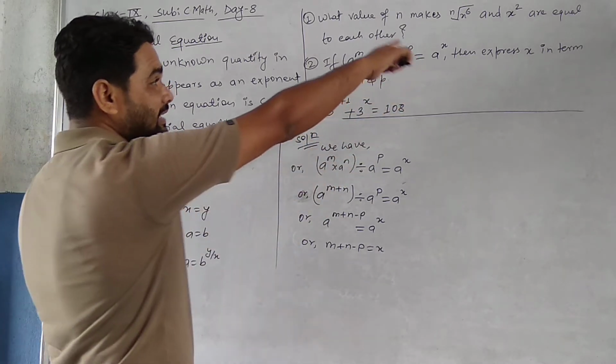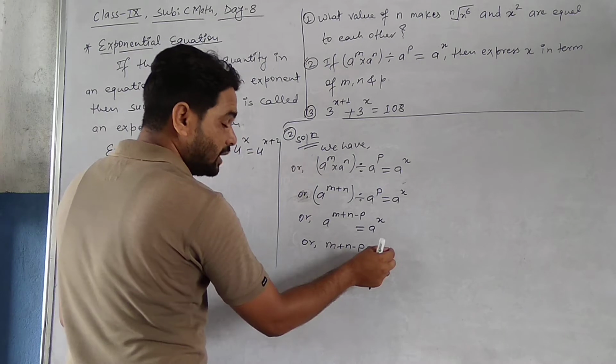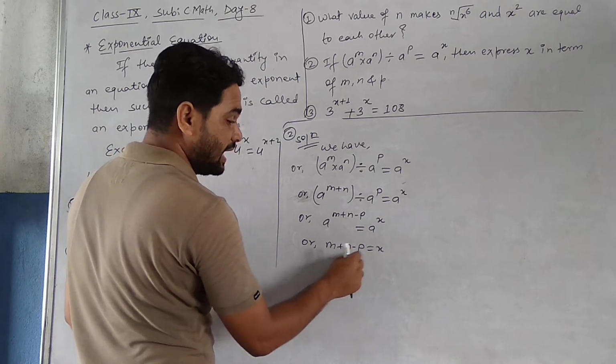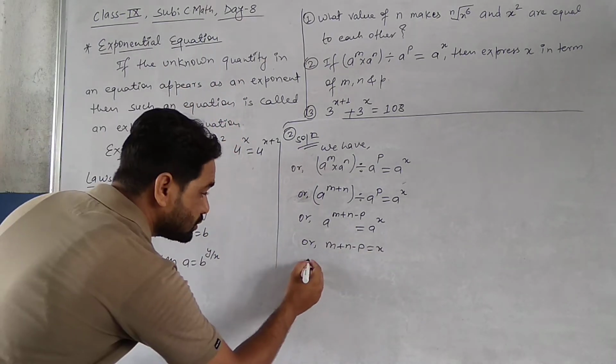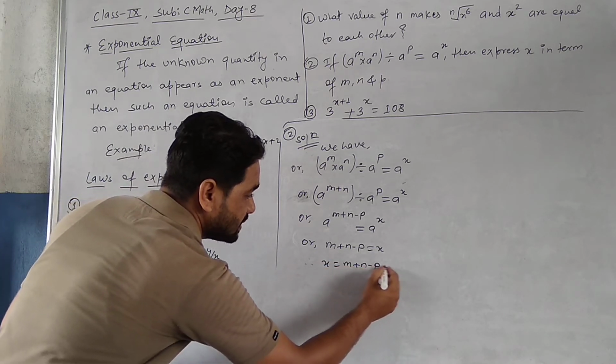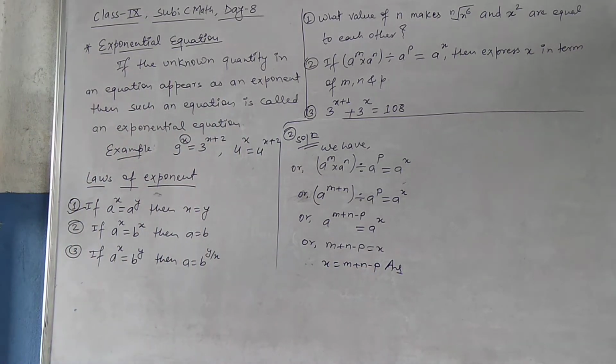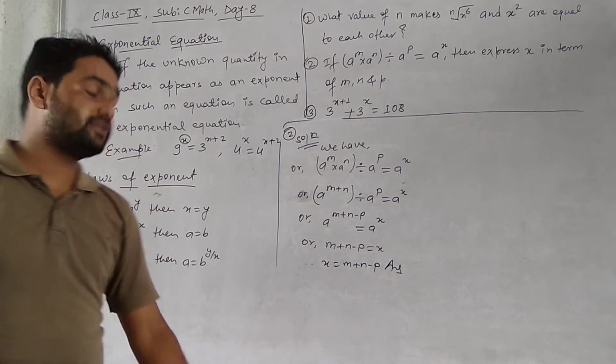And it is said to express x in terms of m, n and p. That means the value of x in terms of m, n and p. This is the required answer. So we can write, therefore, x equals m plus n minus p. This is our required answer. And this type of question is asked for 1 mark.